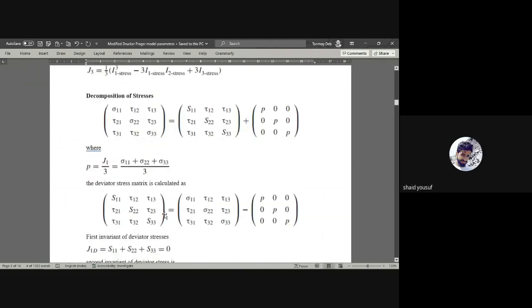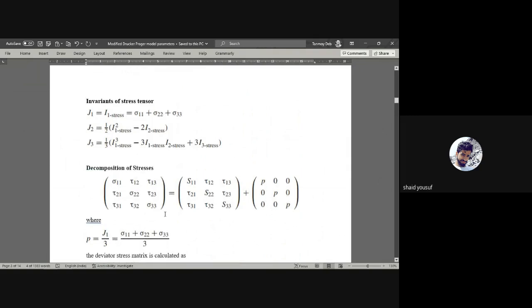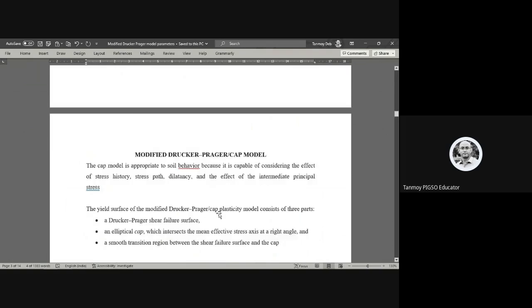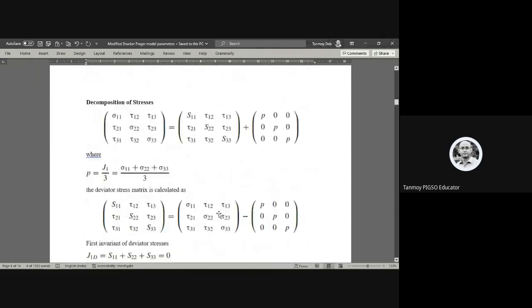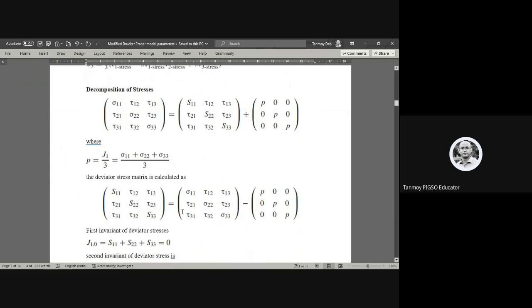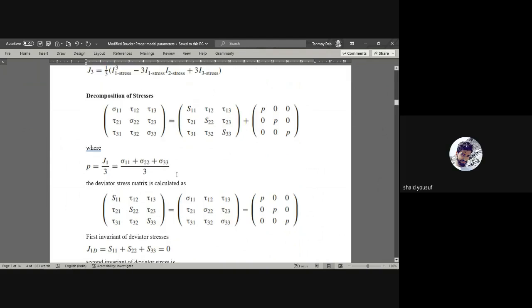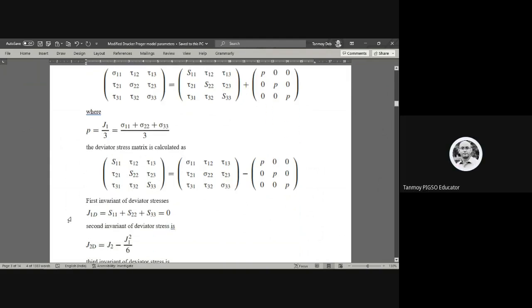But sir, isn't J1 always zero? I think J1 would be 0. We'll see later. When you subtract this, when you operate, it will become 0. So here you see J1D is the deviatoric stress invariant, and this becomes 0. This we are going to come to. It is represented by J1D.